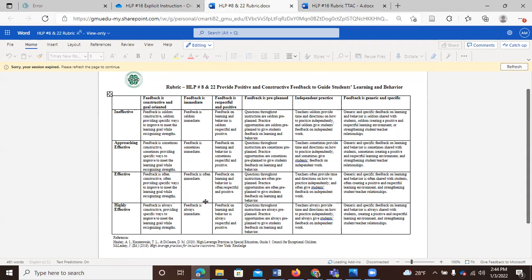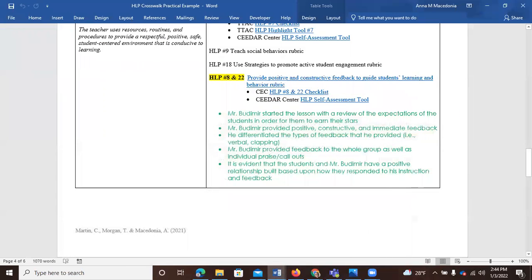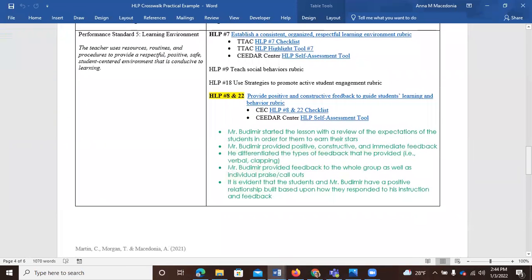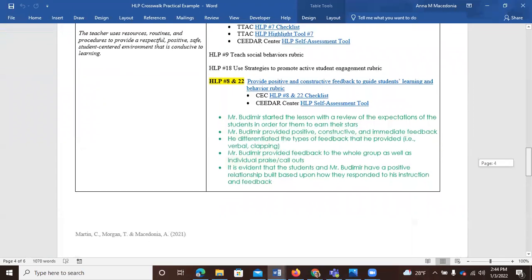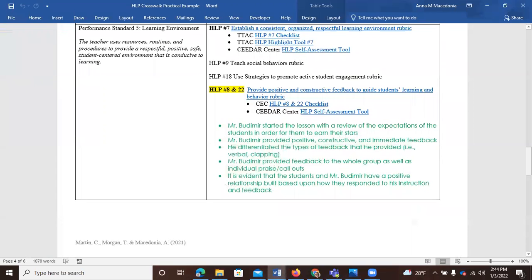And again, you might not be able to hit every category with the type of observation that it is. But this is definitely a supplemental tool that you can utilize in addition to the crosswalk. Again, thinking about your own notes within the observation, what were some noticings that you had that could fall within this standard?